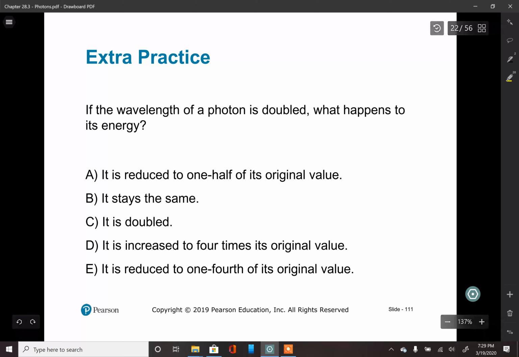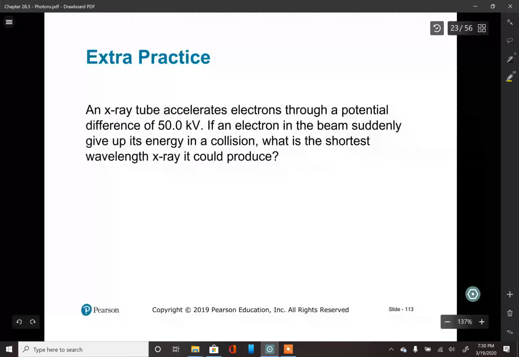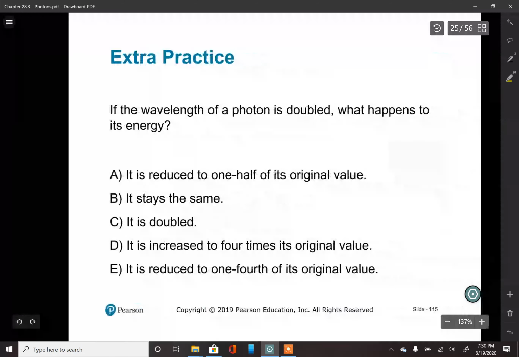All right, wavelength is double. What happens to energy? Well, doubling the wavelength must halve the frequency, and halving the frequency halves the energy. So it's got to be A. Skipping this one and that one.